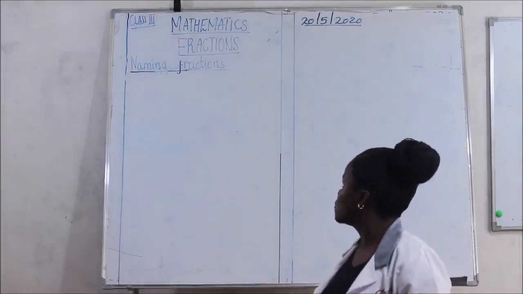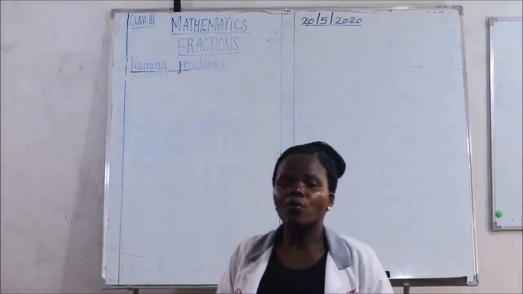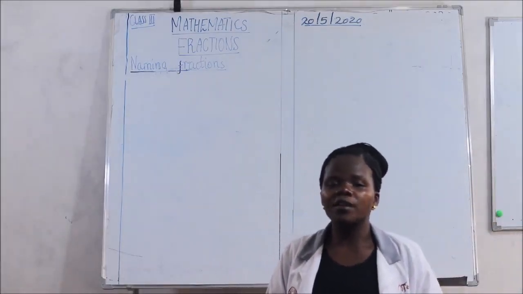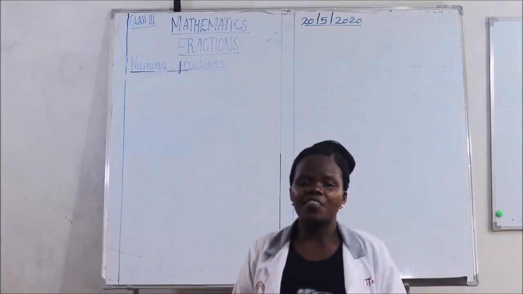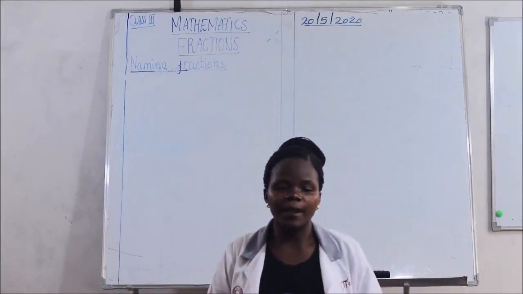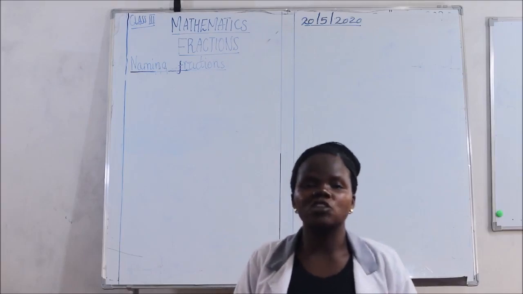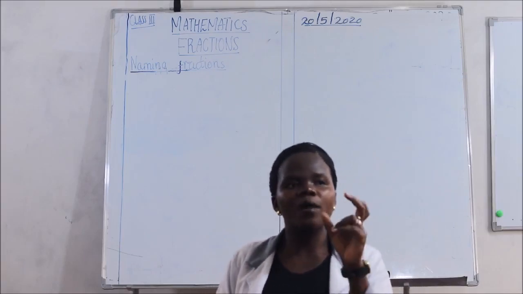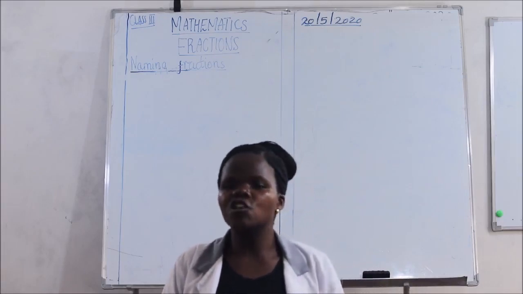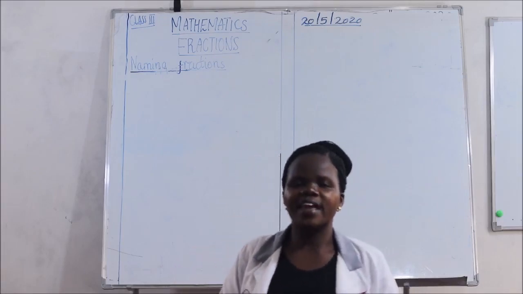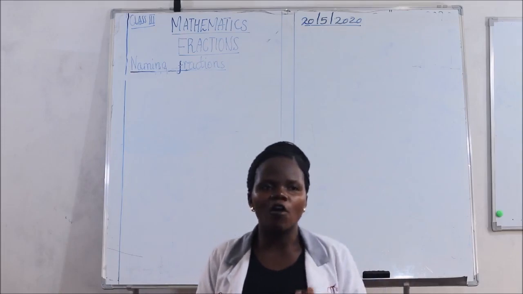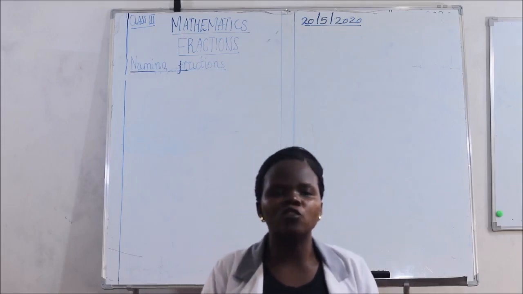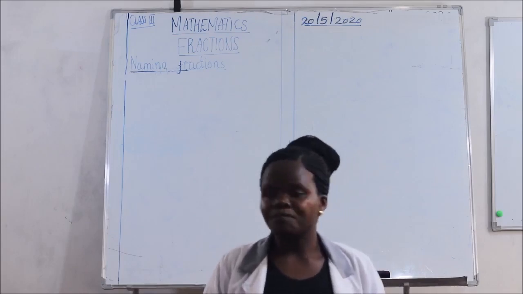Let me remind you a bit on naming fractions. When we are naming the fractions, we do mean that we are just reading the fractions that we have been given. Keep in mind that when you are naming the fraction, you have to read the numerator, then followed by the denominator. The numerator is the upper number of the fraction and the denominator is the lower number or the bottom number of the fraction.